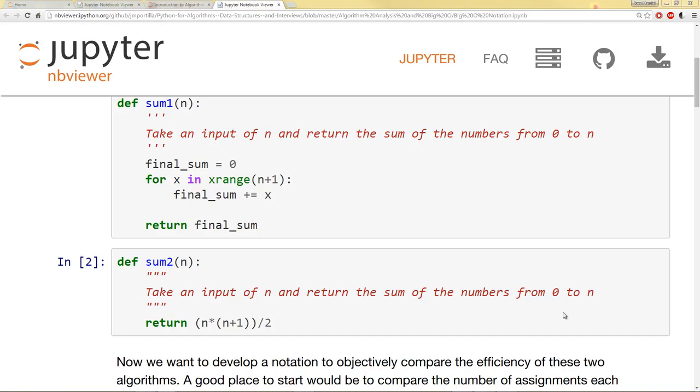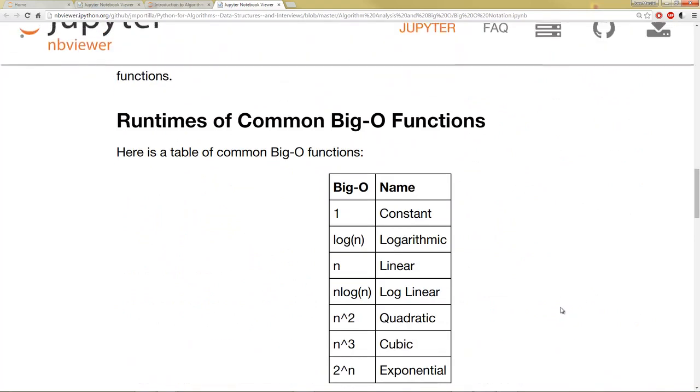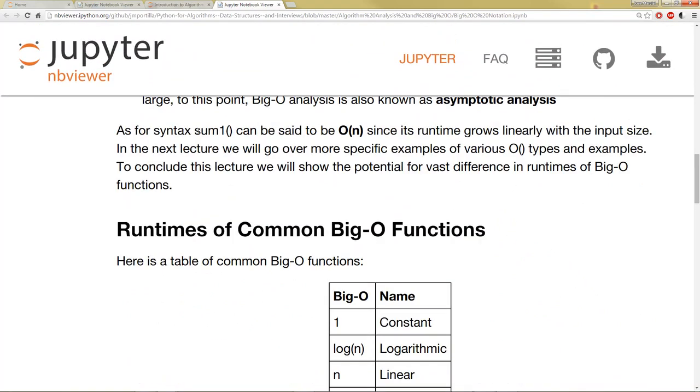Okay, so let's go ahead and scroll down to the table where we can see how this syntax works. So the syntax for that first function can be said to be Big O of n, since its runtime grows linearly with the input size. In the next lecture, we'll go over more specific examples of these big O types, but just to note, this is what the format of the big O notation is going to look like. It's going to have a big O and then the big O notation or performance inside the parentheses.